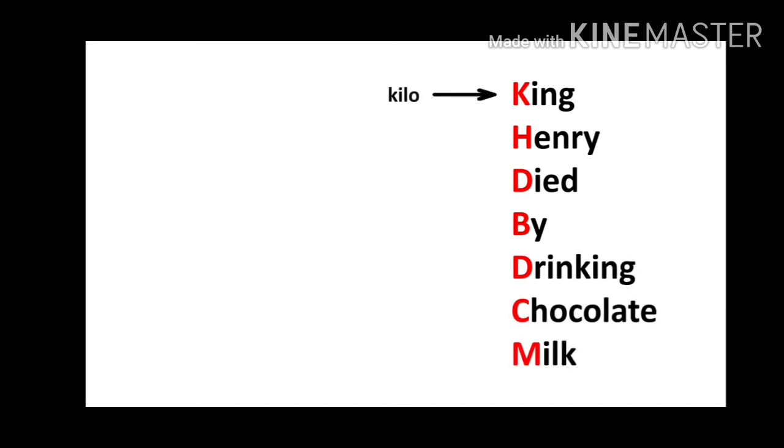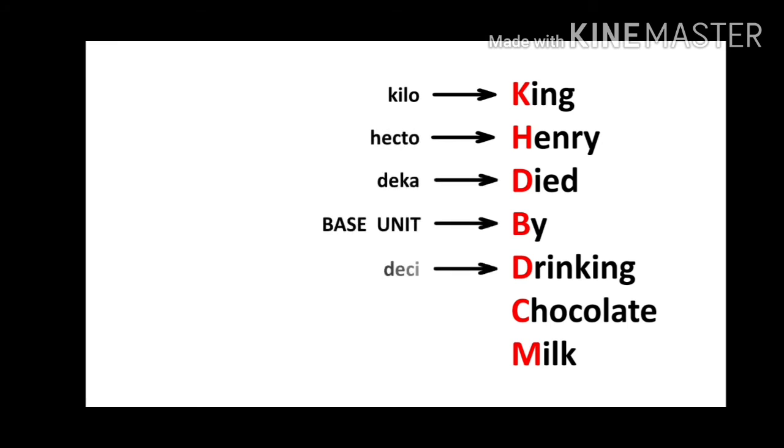King Henry died by drinking chocolate milk. K is for kilo, H for hecto, D for deca, B is the base unit, then D for deci, C for centi, and M is milli. So kilo, hecto, deca, deci, centi, milli. King Henry died by drinking chocolate milk.